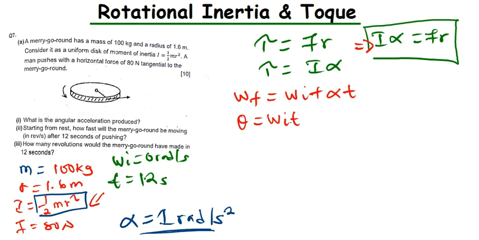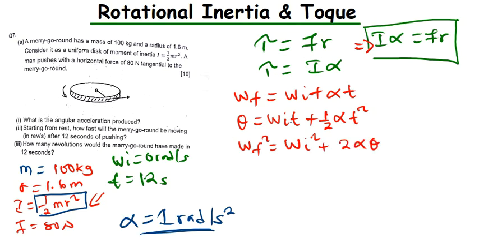Okay, then plus, okay, plus half angular acceleration times t squared. Another one is the omega final squared is equal to omega initial squared plus 2 alpha theta.